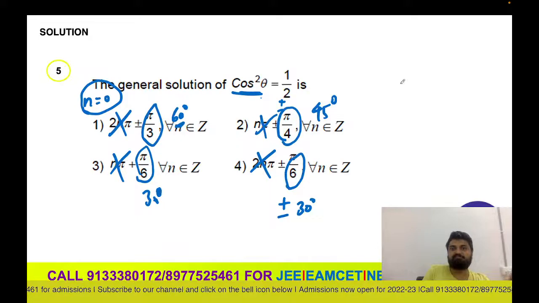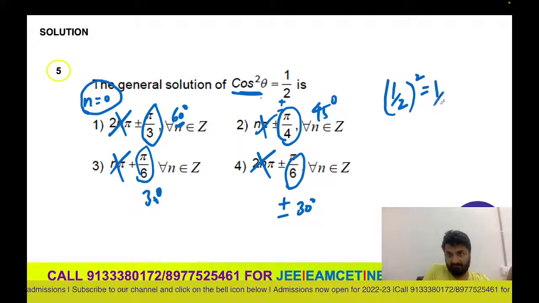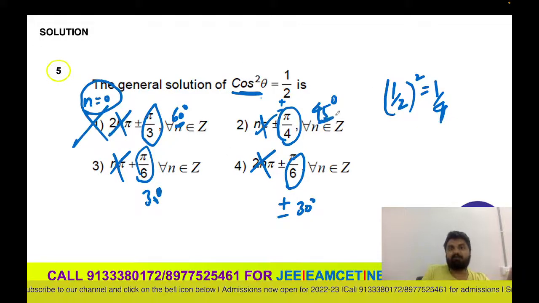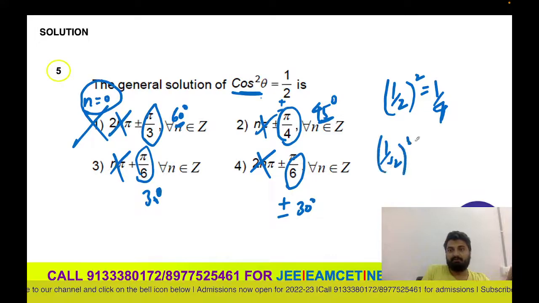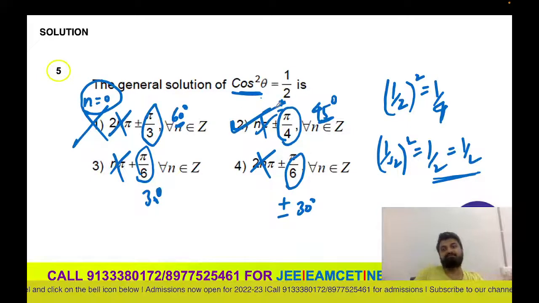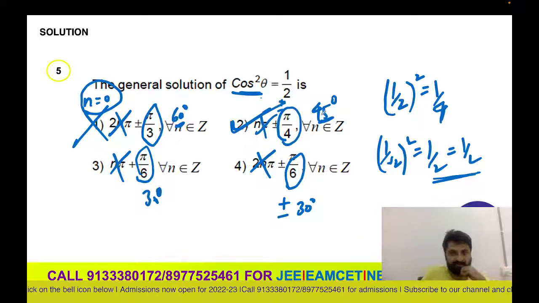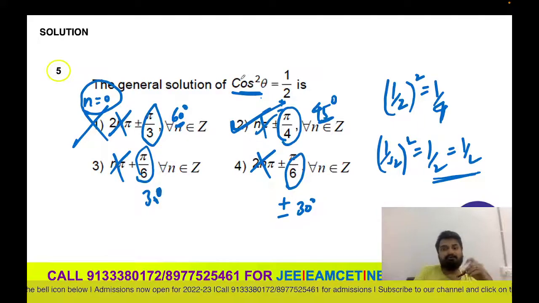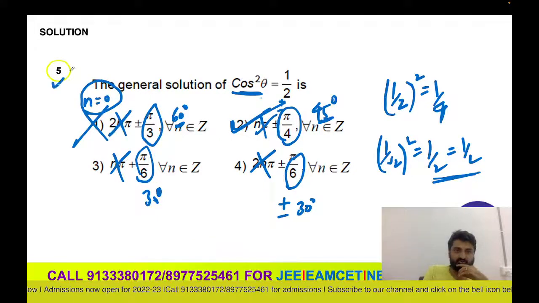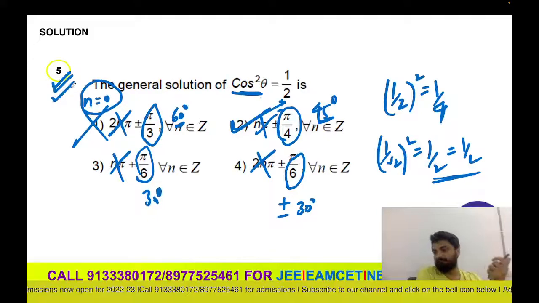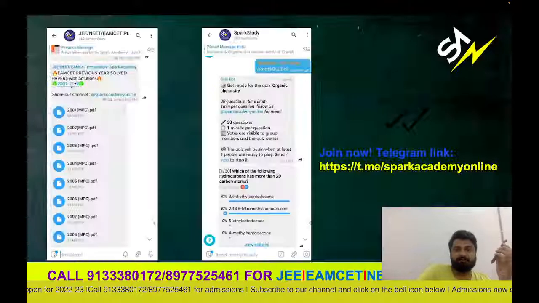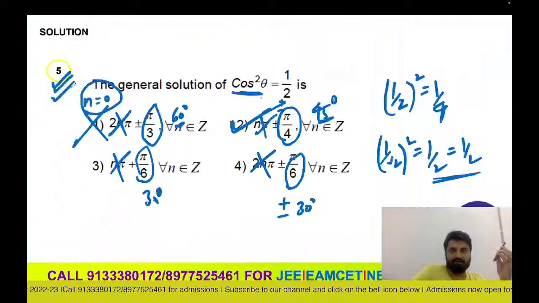So again, what is cos 60? 1 by 2. 1 by 2 whole square is 1 by 4. Is 1 by 4 equal to 1 by 2? Not possible. Second option, 45 degrees. Cos 45, 1 by root 2. So 1 by root 2 whole square is nothing but 1 by 2, which is equal to 1 by 2. Precisely the answer. So the second option will give you the final answer, because cos 45 we know is 1 by root 2, and that whole square will be 1 by 2. So the fifth question is also super easy. So in all these questions, basically we have just assumed the angle value and we got the final answer.